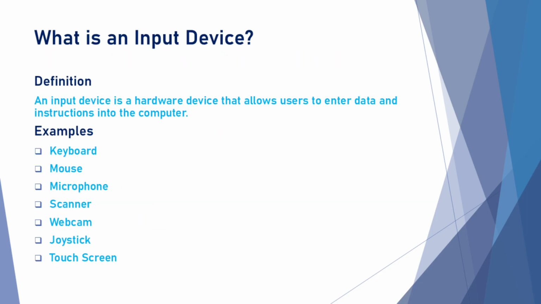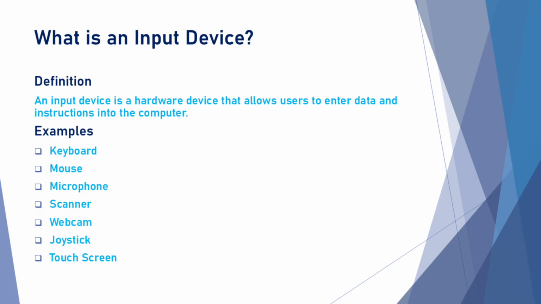Now let us dive into different kinds of input devices, okay? Let us understand input devices in detail. An input device is a hardware component used to send data or instructions to the computer. Without input devices, the computer wouldn't know what we want it to do. Some common input devices are keyboard, mouse, scanner, microphone, webcam, joystick, and so on.